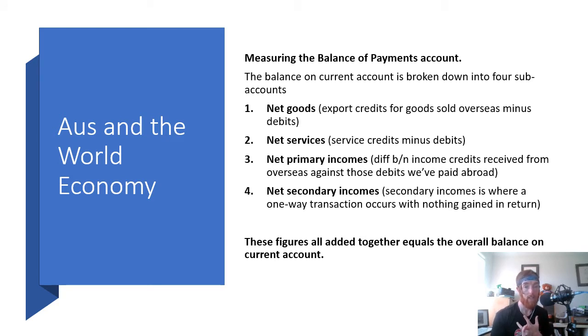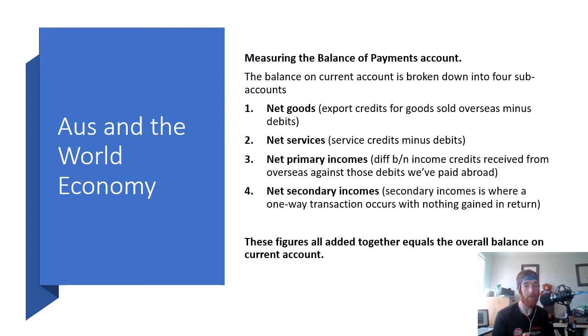Next up, we've got net secondary incomes, and these are just one-way transactions where nothing is gained in return. Most of the time, all we include in this is foreign aid. So we talked a little bit in the last PowerPoint about the fact foreign aid has been on the way down, which means there's going to be less debits in foreign aid. We're not going to get all the credits in foreign aid. People aren't sending foreign aid to Australia. There was a little bit during the bushfires, but for the most part, it's only really us sending foreign aid to other countries. And so this is a one-way transaction where nothing is gained in return. So when we are sending foreign aid to other countries, that is a net secondary income. Most often this is going to be a negative value overall as well.